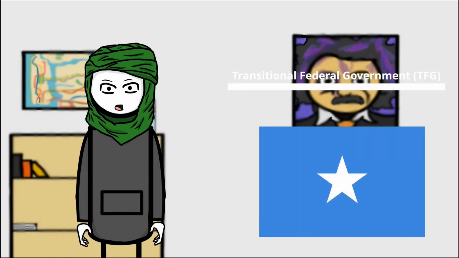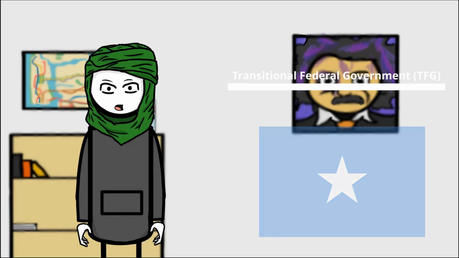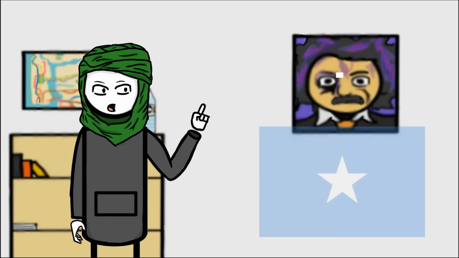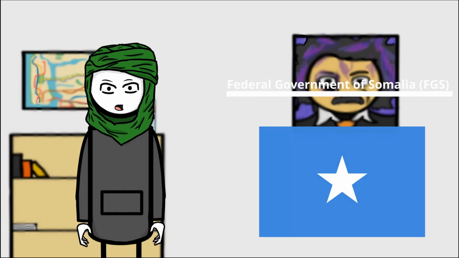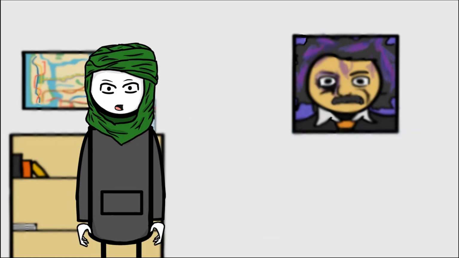But by the year 2000, the transitional national government would be established as the internationally recognized government of Somalia. The transitional national government would last from 2000 to 2004, as they were followed by the transitional federal government formed in 2004. But even with an internationally recognized government, this doesn't mean Somalia was stable. The transitional federal government did have inter-party splits, and warlords still controlled portions of Somalia and the capital, Mogadishu.